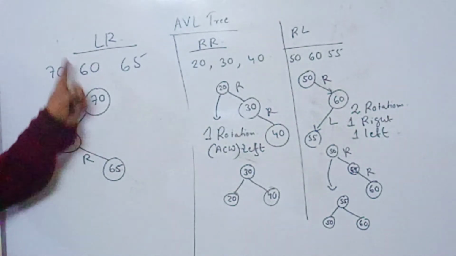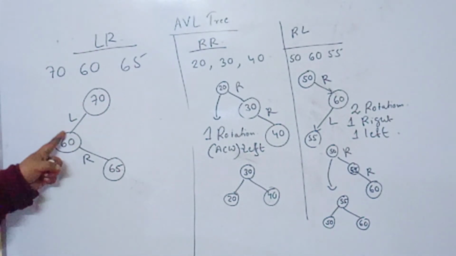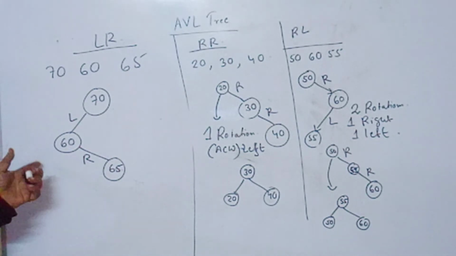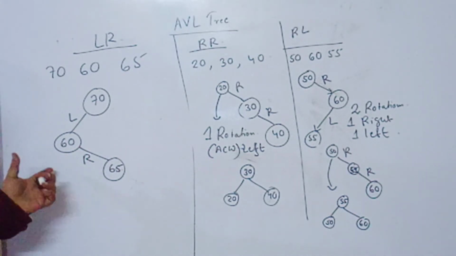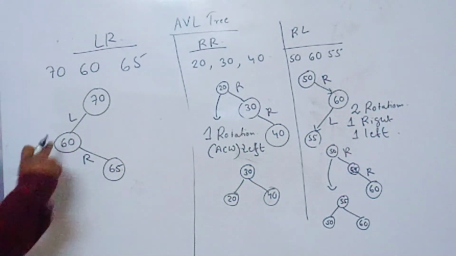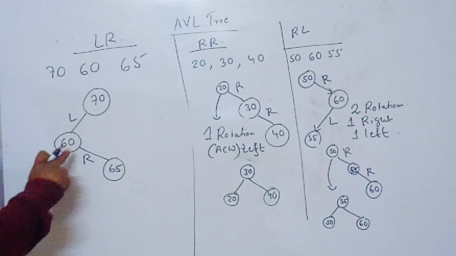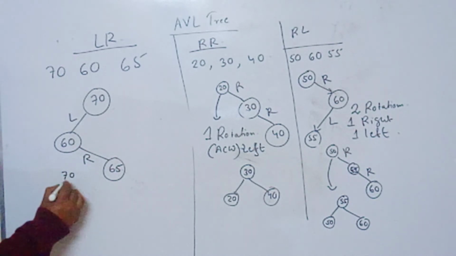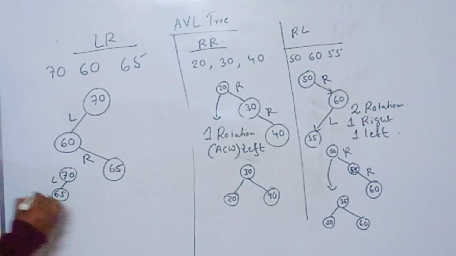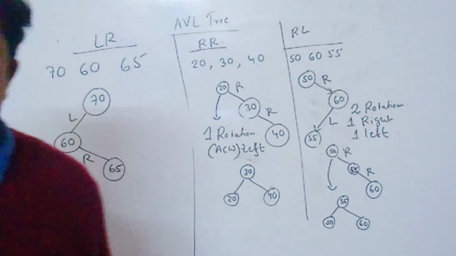Now here also, for the LL imbalance, first of all we have to convert it into an LL imbalance. Then we have to convert the further LL imbalance to the AVL. So now, the clockwise rotation will give you 70, 65 and 60. This is the LL.